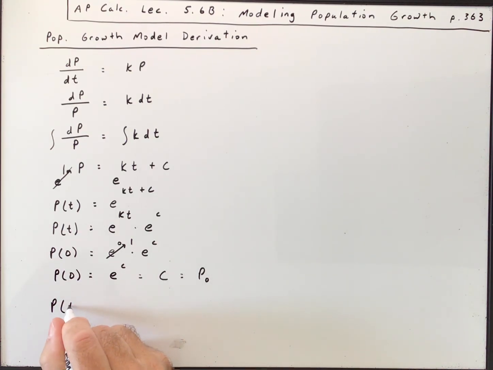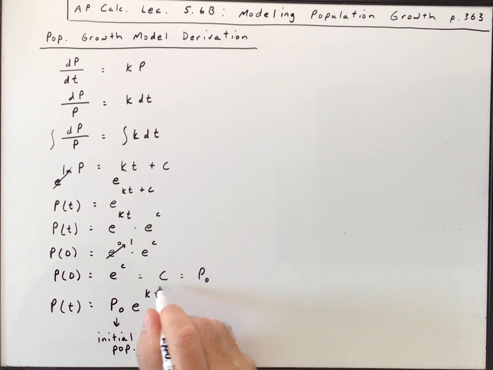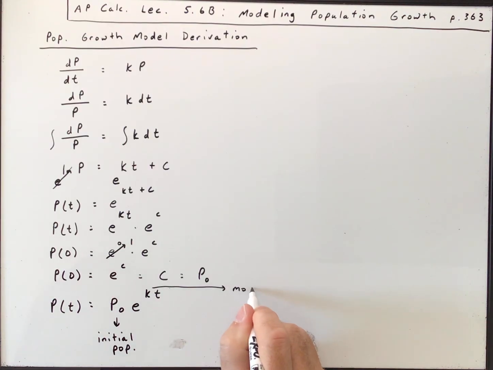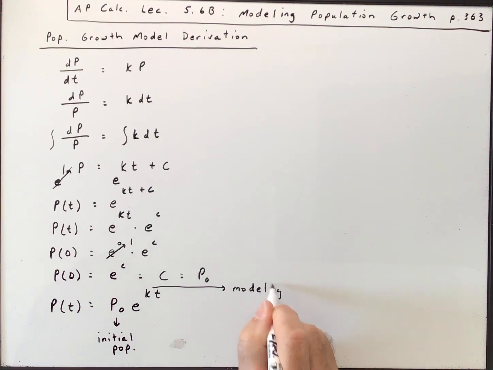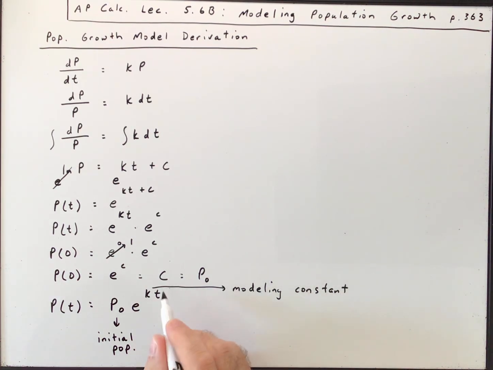P of t at any time t is equal to c, or P sub 0, times e to the kt, where this is our initial population. k is our modeling constant, and when we work some of those problems, you'll see how we get that. And then t is time.